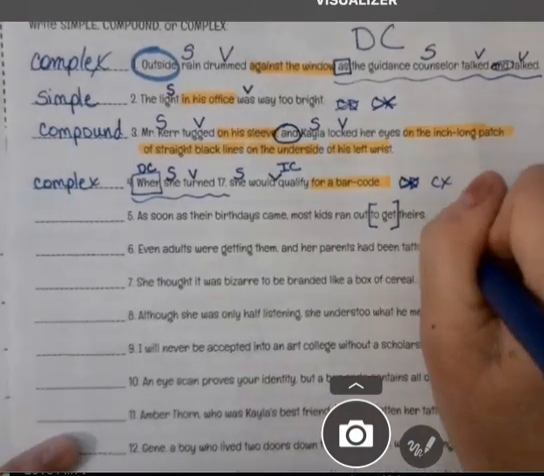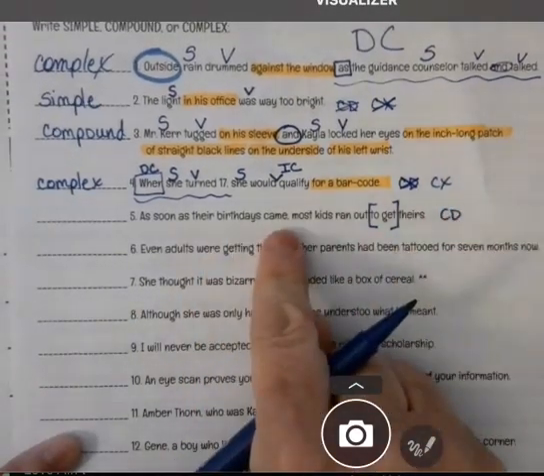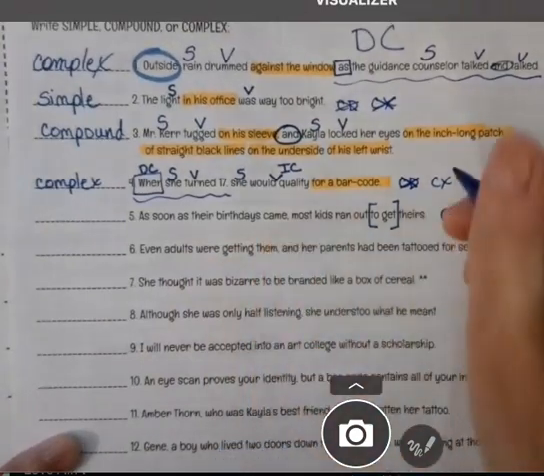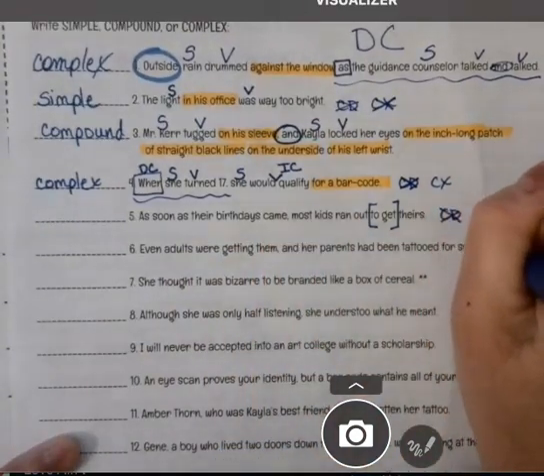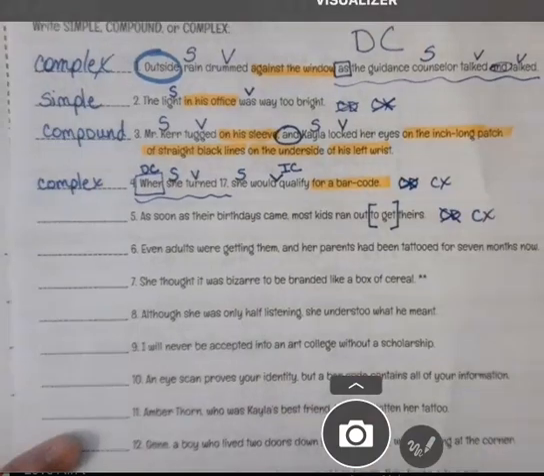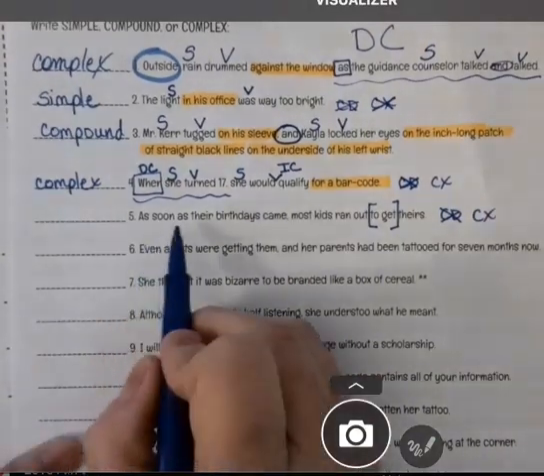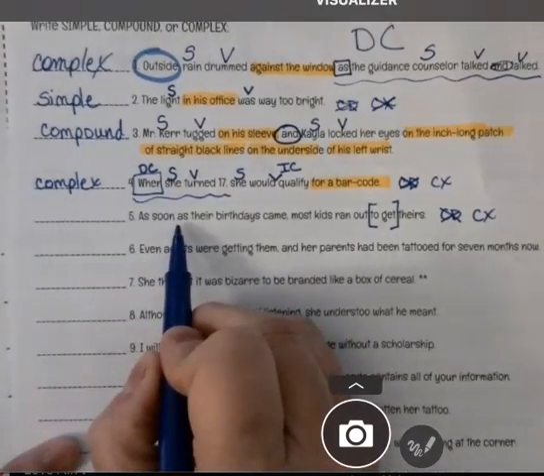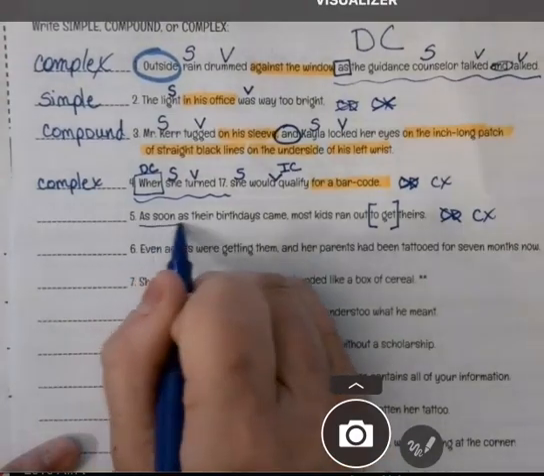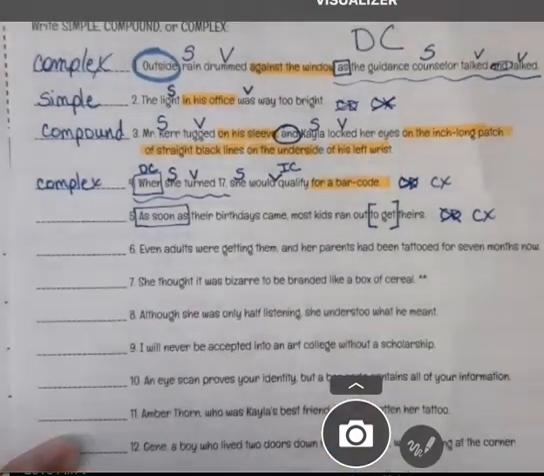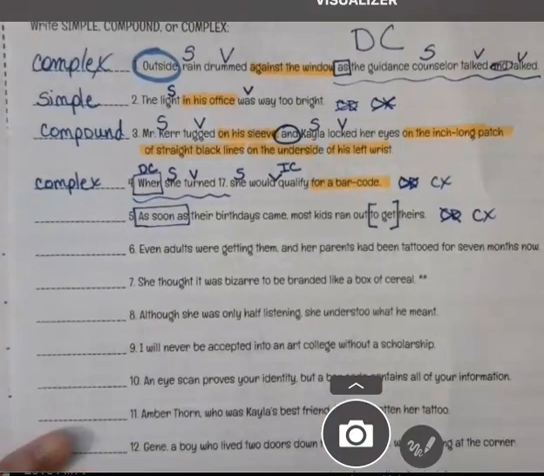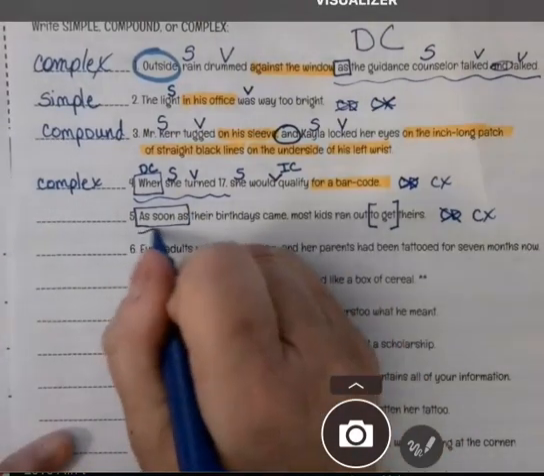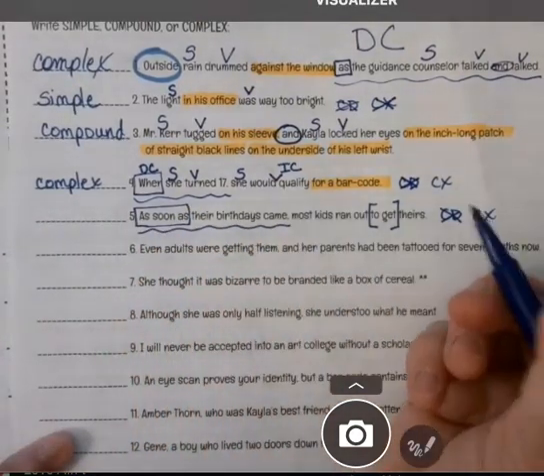Now I'd look for compound. I don't see a comma conjunction. I see a comma, but not with a conjunction. So now I'm going to look for complex. Do I see a subordinating conjunction? Now I know we talked about as, but as soon as, as long as, these kind of work together as one subordinating conjunction. As soon as their birthdays came.